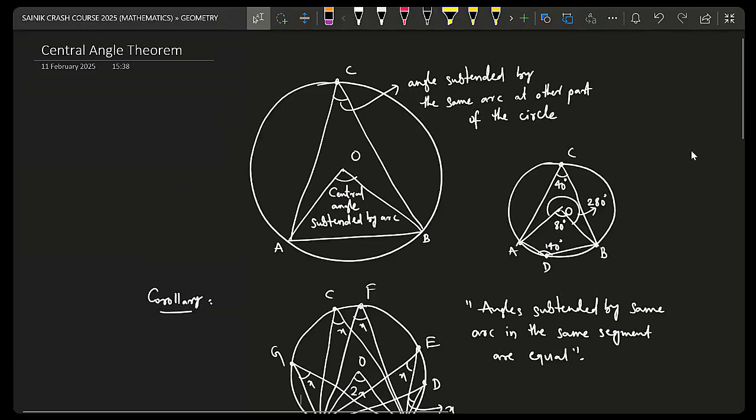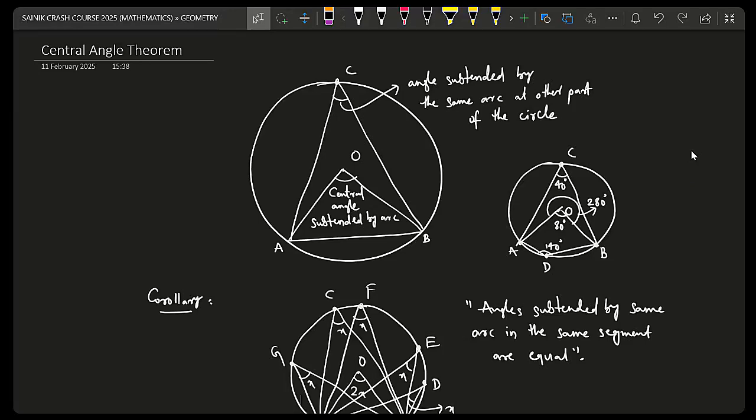Amshuman? Sir? Yes, do you have any doubt in this? Sir, yes, sir. What is that? Sir, why is the central angle twice the other angle, sir? I told you already, it has a proof, but it is out of your scope. Just remember. If you want, I can explain, but we can take it later. It takes time. Okay, sir.